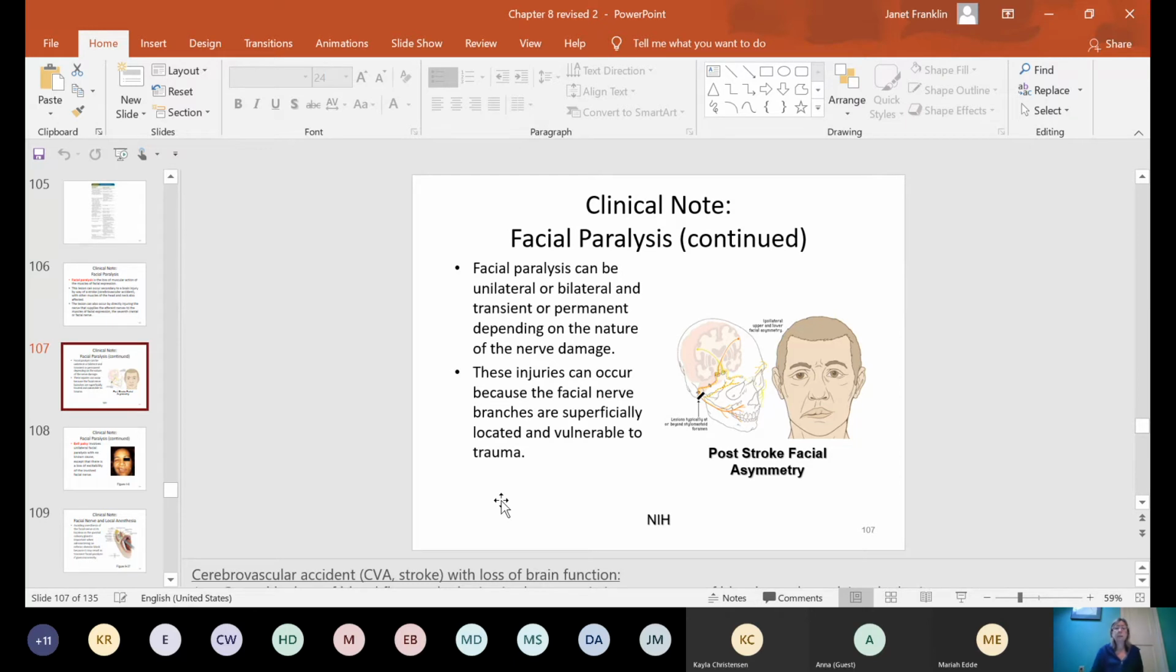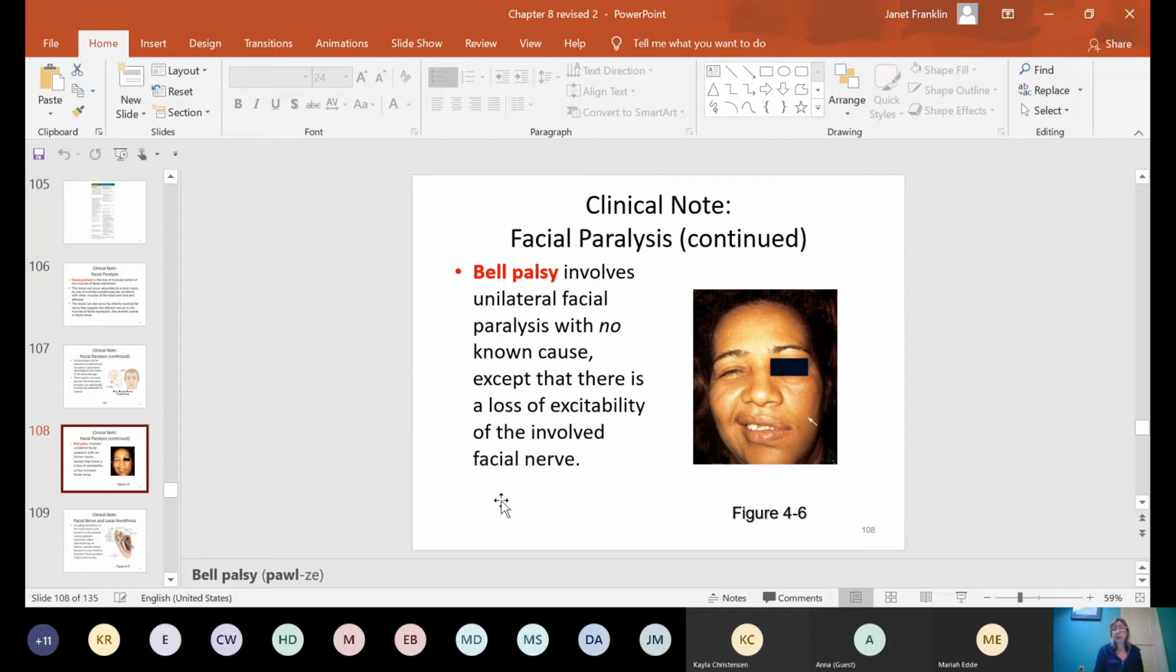Bell's palsy is another one. It's a form of facial paralysis. Bell's palsy can happen, or where I've seen it happen is in younger women, oftentimes after childbirth.